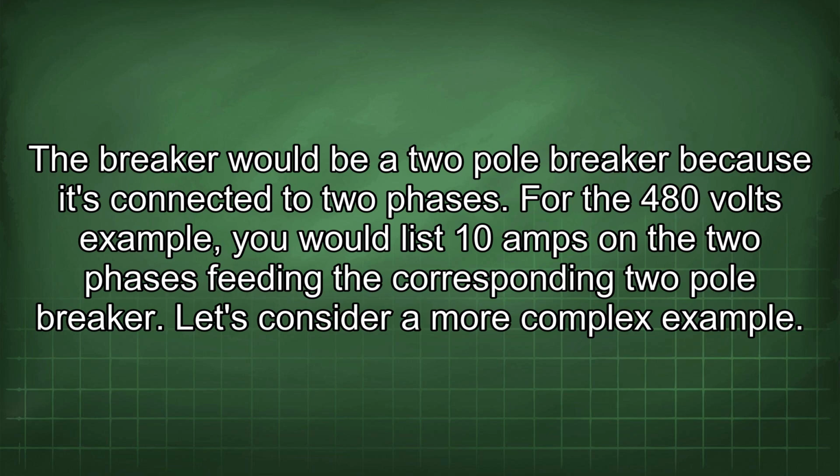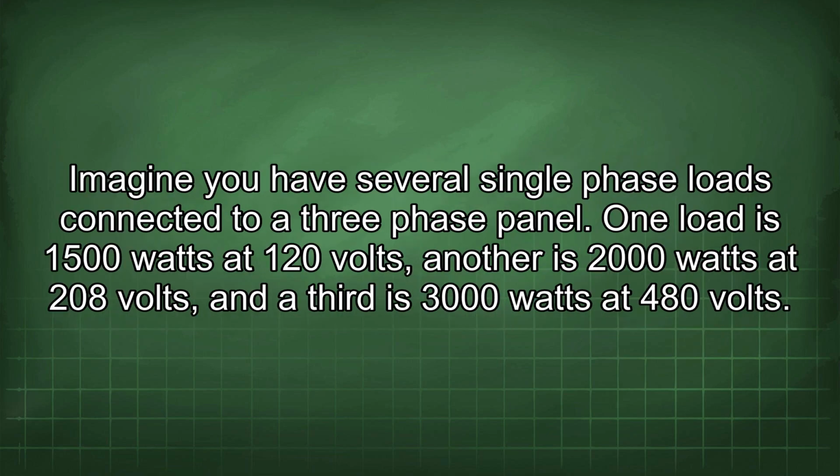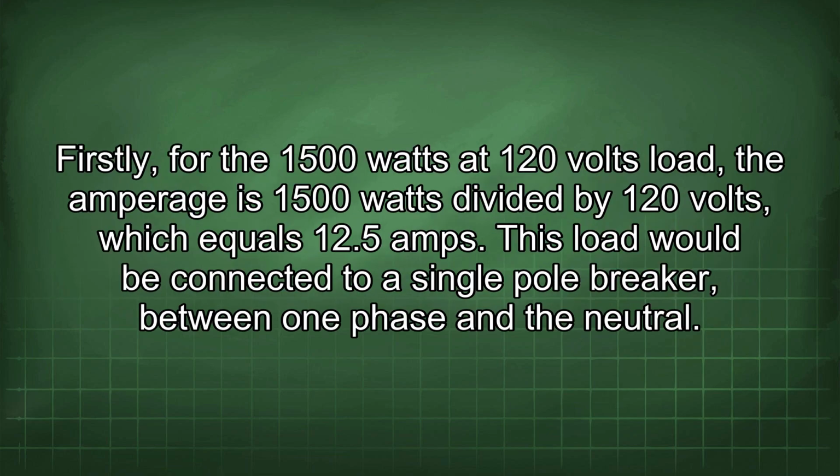Let's consider a more complex example. Imagine you have several single-phase loads connected to a three-phase panel. One load is 1500 watts at 120 volts, another is 2000 watts at 208 volts, and a third is 3000 watts at 480 volts. Firstly, for the 1500 watts at 120 volts load, the amperage is 1500 watts divided by 120 volts, which equals 12.5 amps. This load would be connected to a single pole breaker between one phase and the neutral.